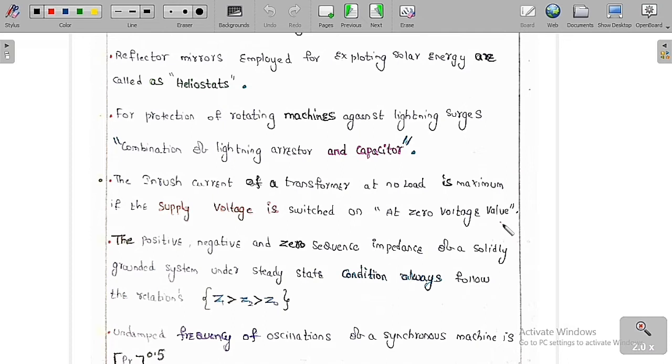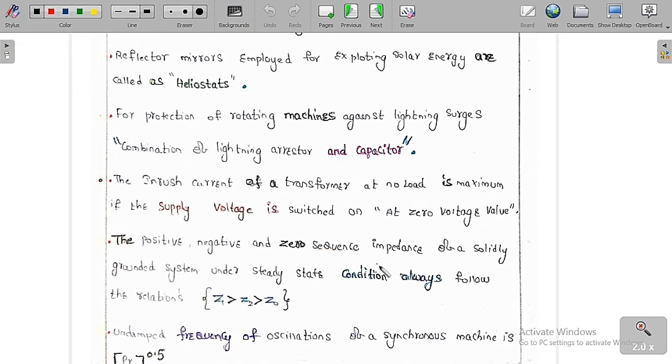The inrush current of a transformer at no load is maximum if the supply voltage is switched on at the zero voltage value. If you close the switch at an instant when the supply voltage is equal to zero, then there is a doubling effect, so the inrush current will be a very huge value. But if you close the switch at an instant when the supply voltage is maximum, then there is no doubling effect, and therefore no huge inrush current. This is a very important point that you always have to understand. I have explained it in detail, and the derivation also, in the transformers concepts. You can check there.